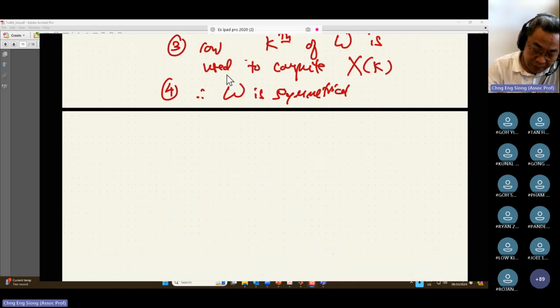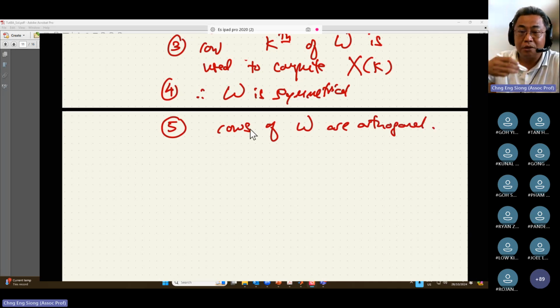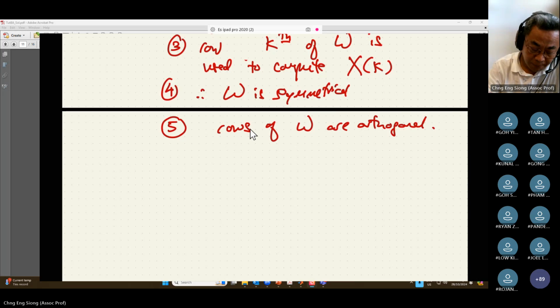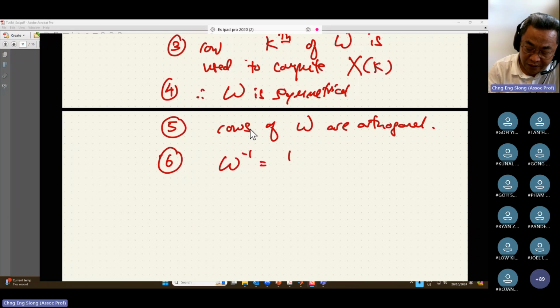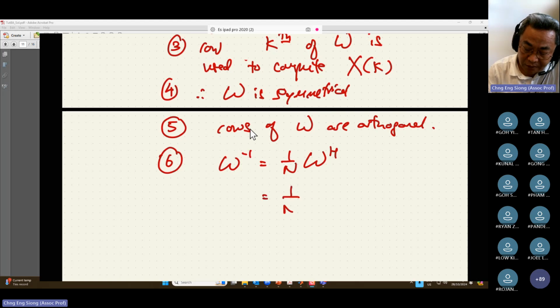Okay, I never proved to you, but actually the rows of W are orthogonal. I never proved it; you go and check it out. Each row is orthogonal, and therefore the inverse of W is 1 over N W^H. And W^H is what? Conjugate transpose. This is 1 over N W bar, which is the conjugate transpose.